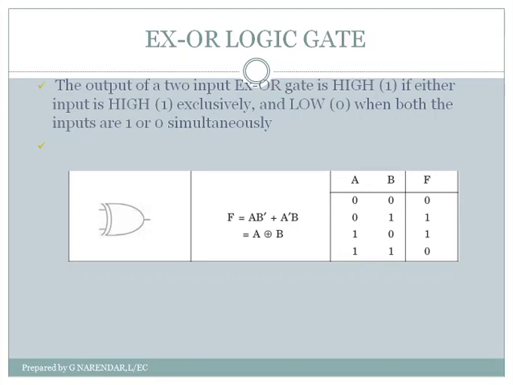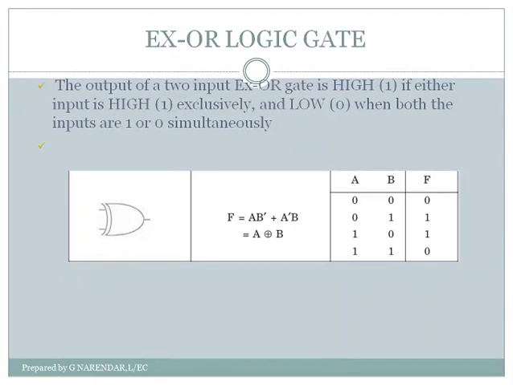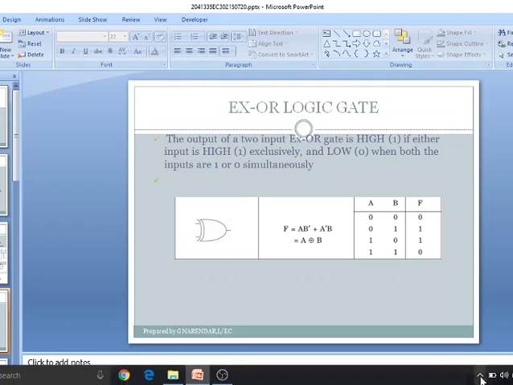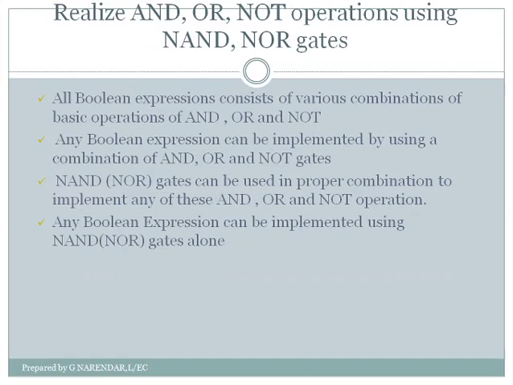So in the previous lecture we have seen the three basic logic gates, and in this lecture we have seen the working of two more gates, NAND and NOR, which are called universal gates, and we also saw the working of one more logic gate, that is XOR. So next we see why these NAND and NOR gates are called universal gates.